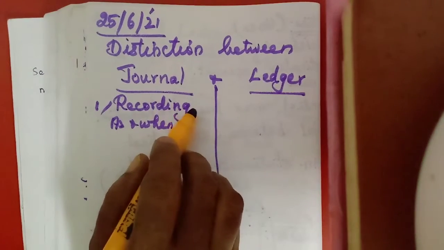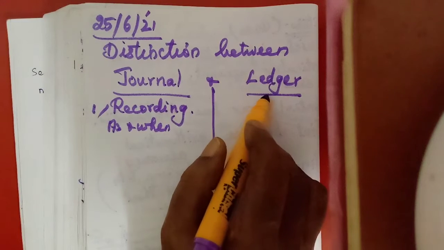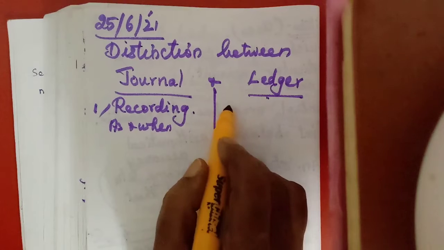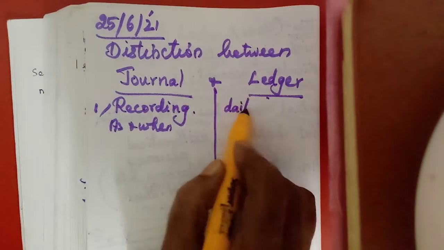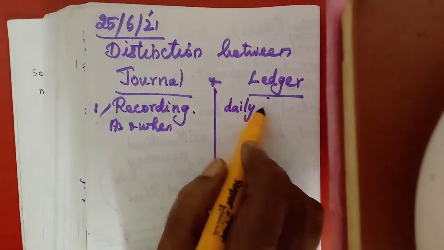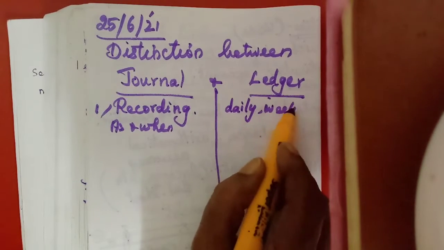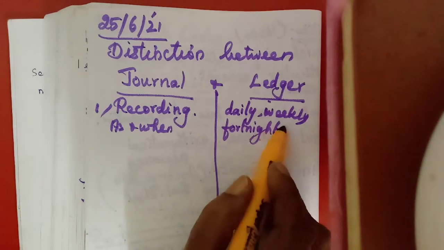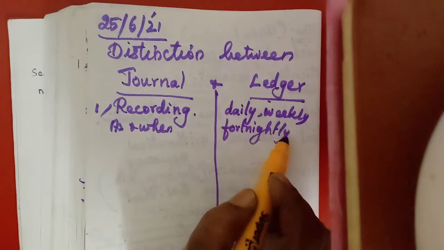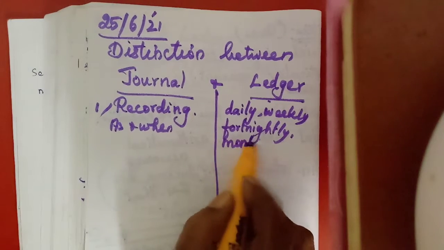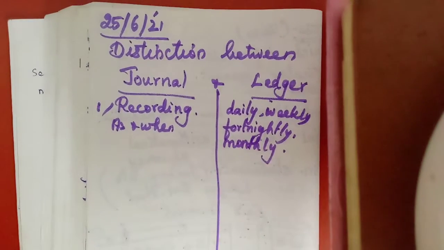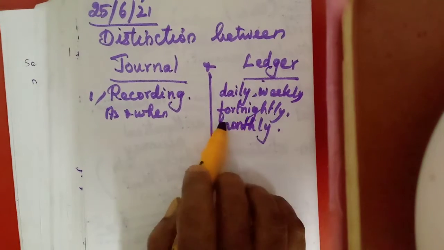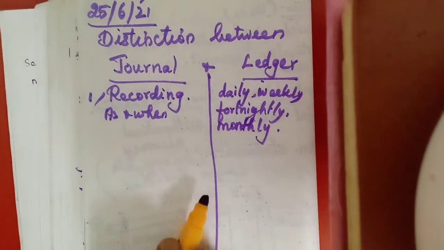In the journal. Then when we make the posting in the ledger accounts from the journal entries, they will post either daily, at the end of the day, or they may post weekly or fortnightly. Fortnight means in 2 weeks, or maybe monthly also. Monthly surely they will balance it. Here either daily they will post in the ledger or weekly, fortnightly or monthly.